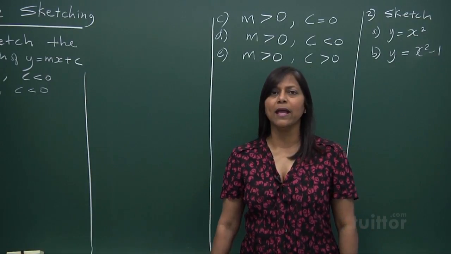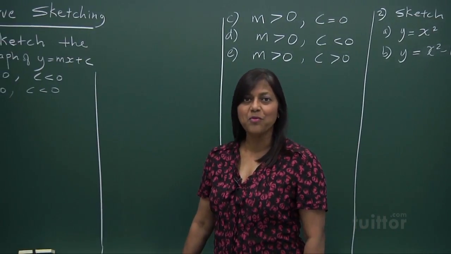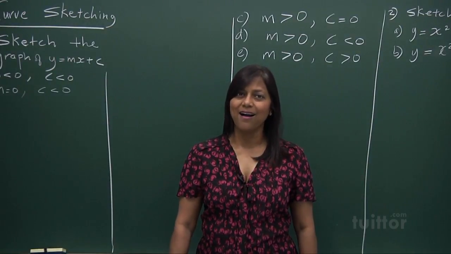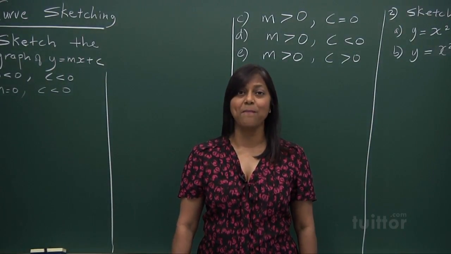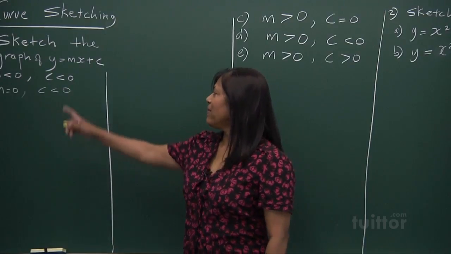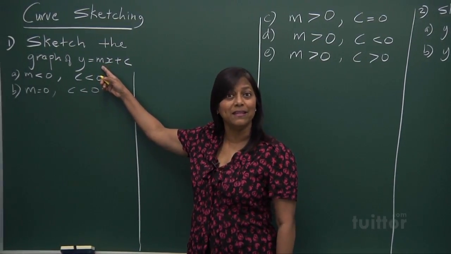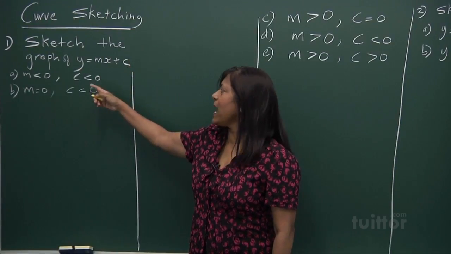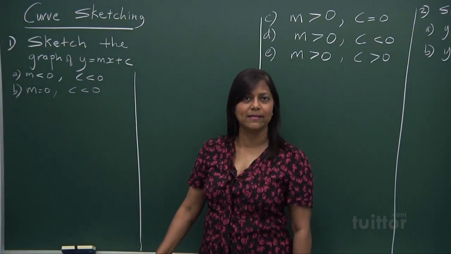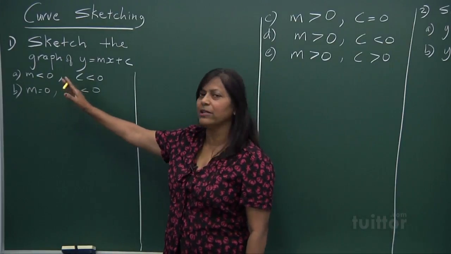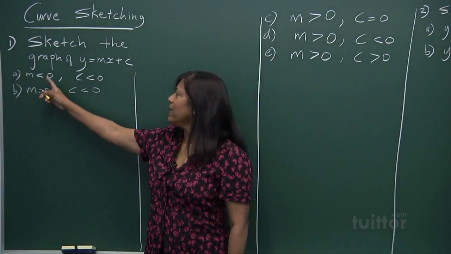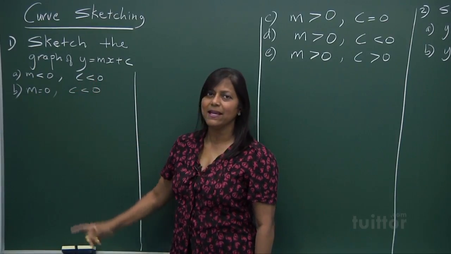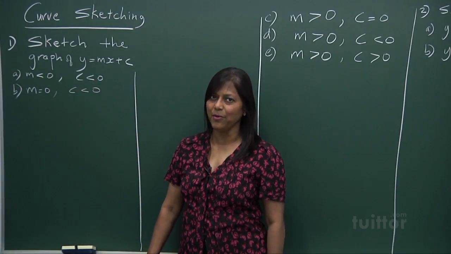Now, let's look at a linear graph. You remember the equation of a linear graph? y is equal to mx plus c. Right, m stands for the gradient and c stands for the intercept. If we ask you a question like this, how would you sketch a graph where m is less than 0 and c is less than 0?